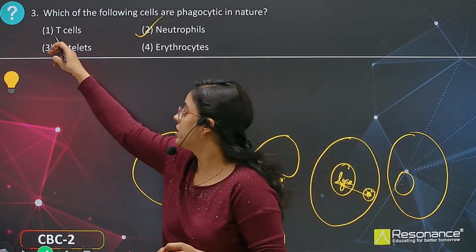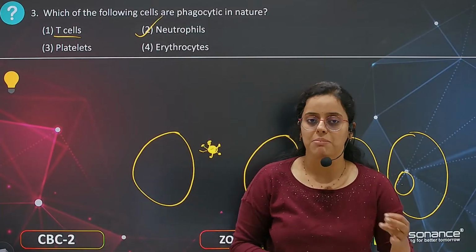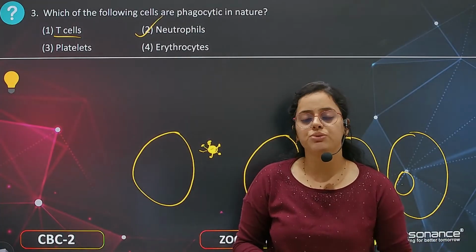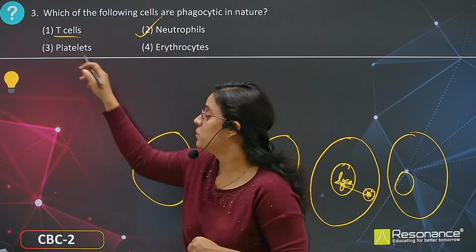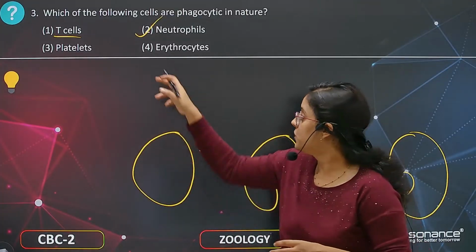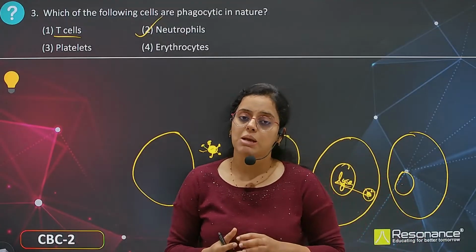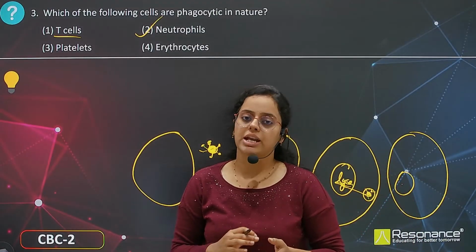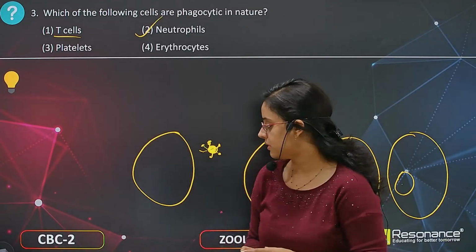Whereas coming to the T cells, these are T lymphocytes. They have killer cells, memory cells. They induce B lymphocytes to form more antibodies. Coming to platelets, we have discussed again, they are for clotting of the blood. Coming to erythrocytes, they are RBCs, red blood cells, which are helpful in carrying oxygen and carbon dioxide and exchange of gases. So here the answer is going to be the neutrophils.